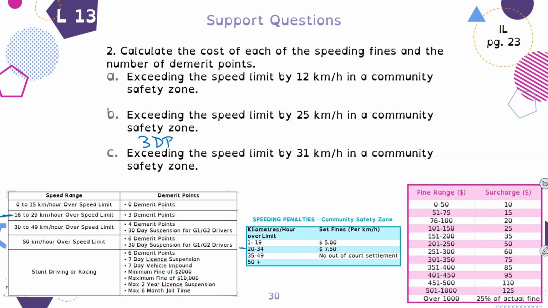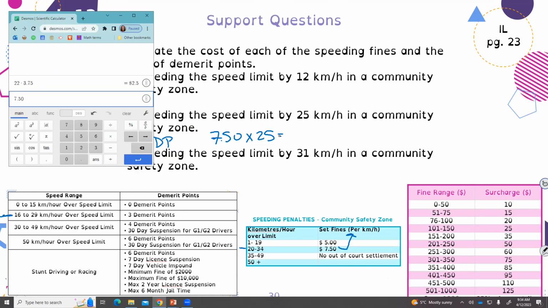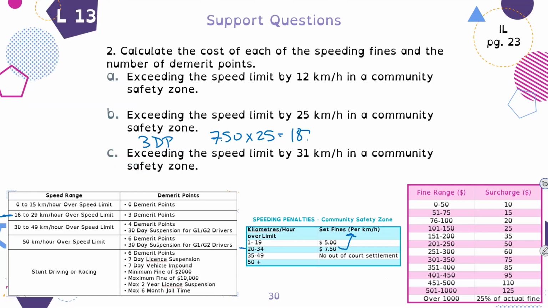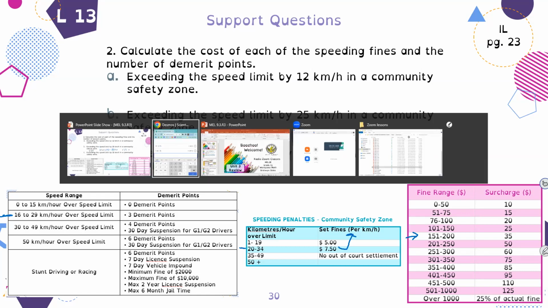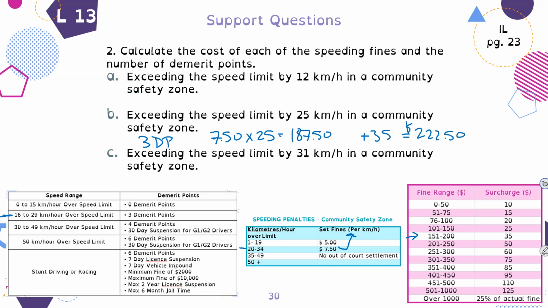But here, 25 is in this 20 to 34, and now it is $7.50 per kilometer. So $7.50 times 25 is equal to $187.50. And again, you look over here, that's between 151 and 200, so we're adding $35. So $222.50 is what your total fine is going to be, plus 3 demerit points. So if you're speeding in a community safety zone, you have a higher fine because it is more dangerous.